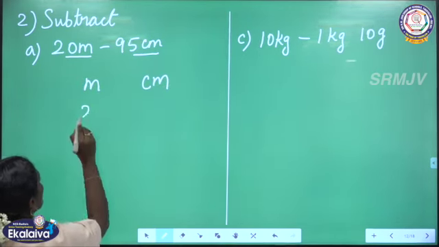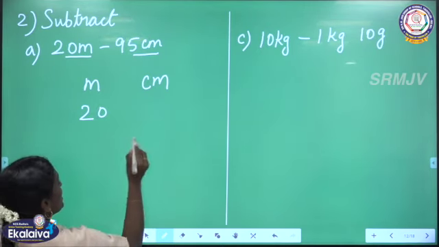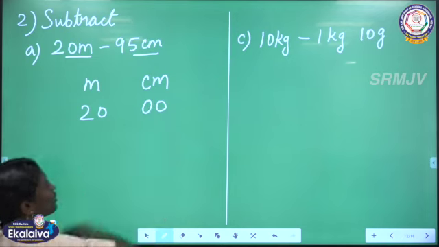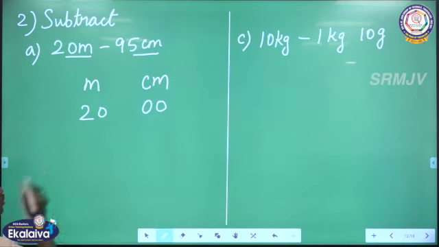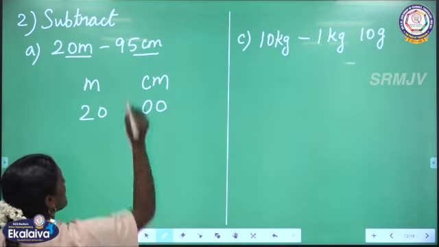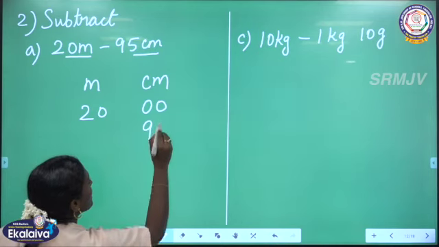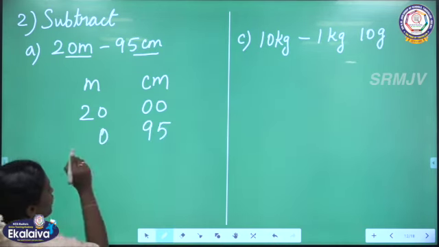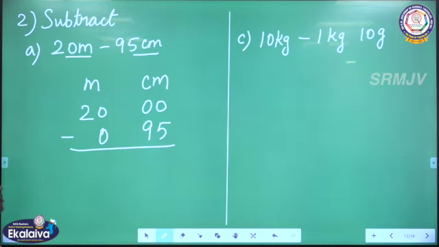First number 20 meter. Here for centimeter, we need 2 digits. For the 2 digits I am putting 2 zeros. Then we have to arrange 95 centimeter in the centimeter place. In meter place we have to put 0. Now we have to subtract it.